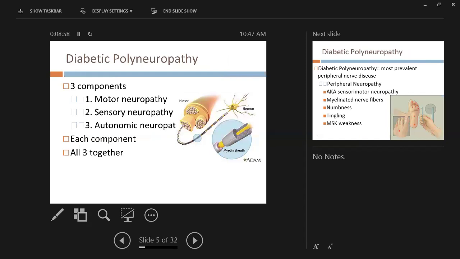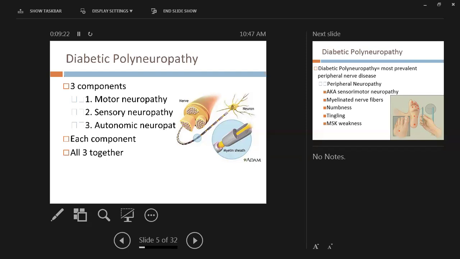So now we're going to get into the nitty-gritty of some things that can happen with diabetes and the foot and ankle. The first thing, and probably the most important thing that it affects, are the nerves. It can affect the nerves in many different ways, and we're going to go over that very, very briefly. So diabetic polyneuropathy, or simply what medical doctors may just refer to as neuropathy.